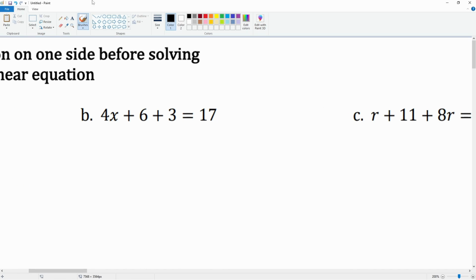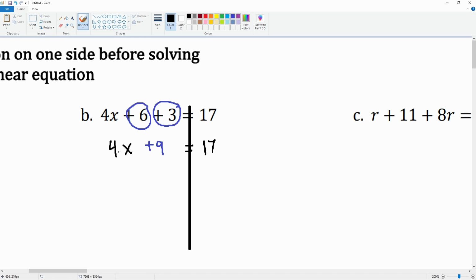B, let's draw down the middle so we could separate the left from the right. There's no parentheses, but we still have to combine some like terms. Notice here that the 6 plus 6 is the like term with plus 3. So together they make plus 9. Bring everything else down. Bring down the 4x and bring down the equal sign and bring down the 17. So it's 4x plus 9 equals 17.